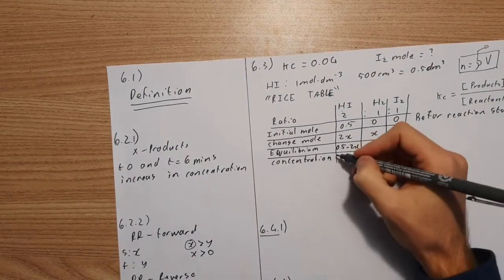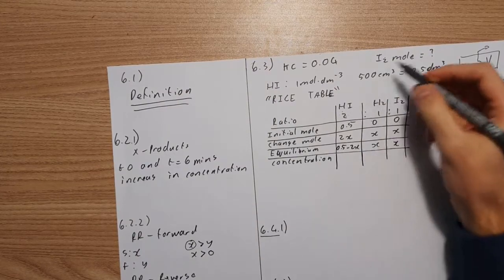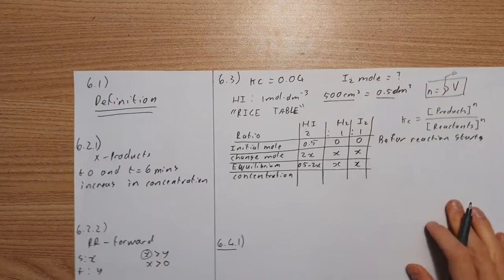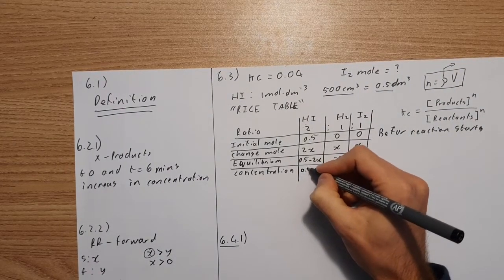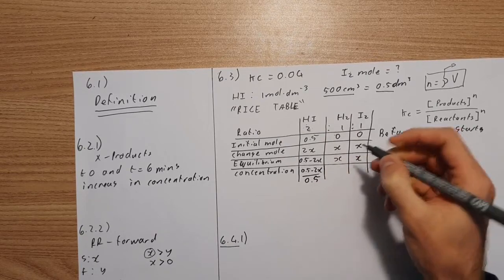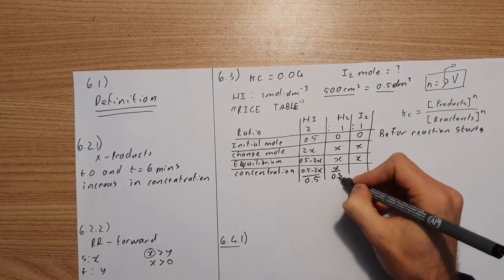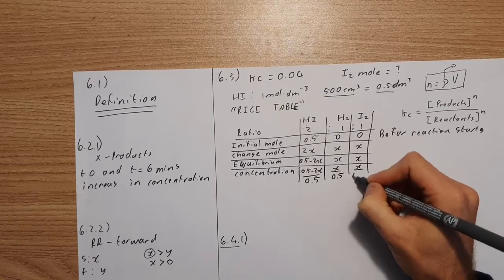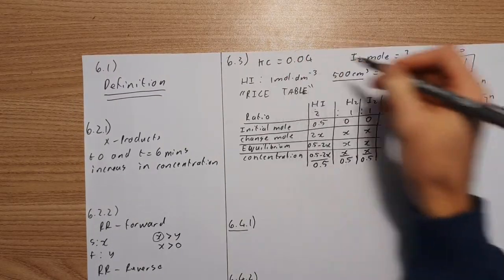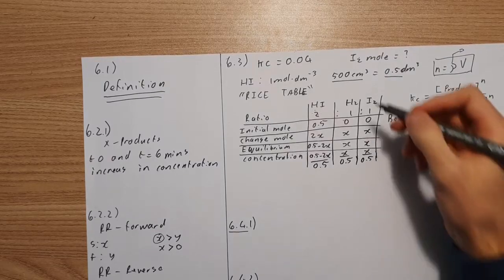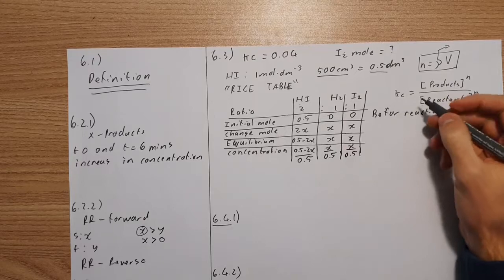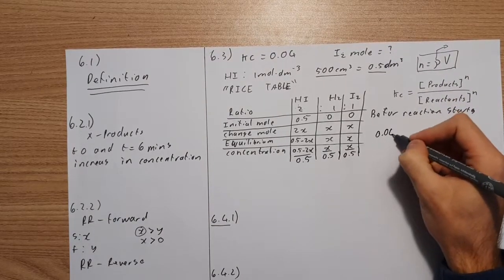Okay, so now our concentration, remember our volume is 500 centimeters cubed, which is 0.5 decimeters cubed. So this is just going to be 0.5 minus 2x all over 0.5. This will be x over 0.5, and this here will be x over 0.5. Okay. Now, they've given us our Kc value, so all we have to do is solve for x, and we'll know what the moles of iodine is. So our Kc value was 0.04.